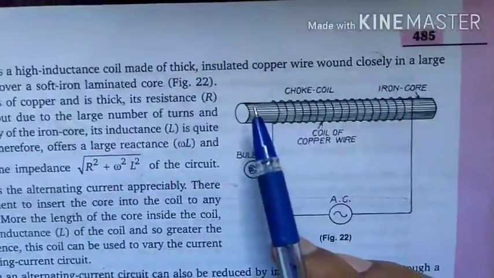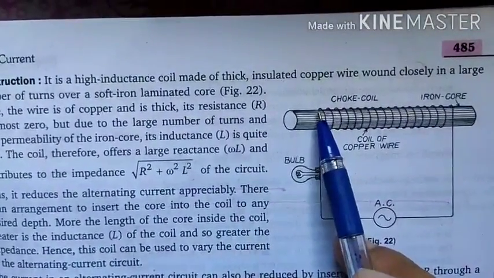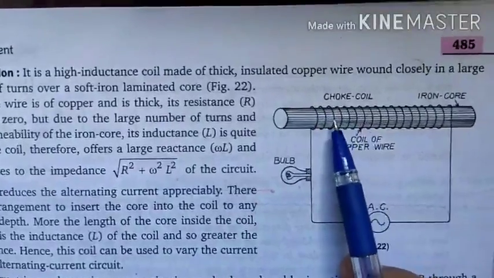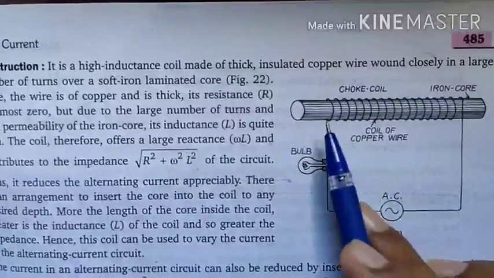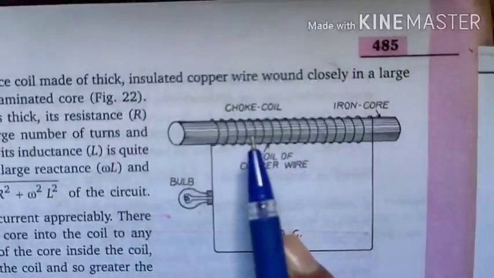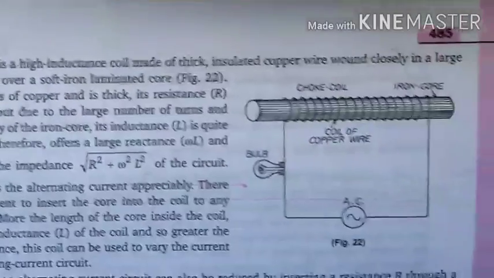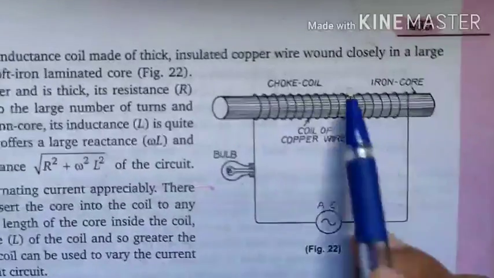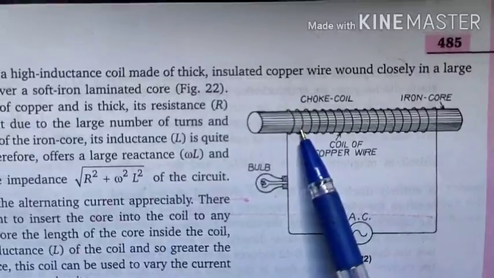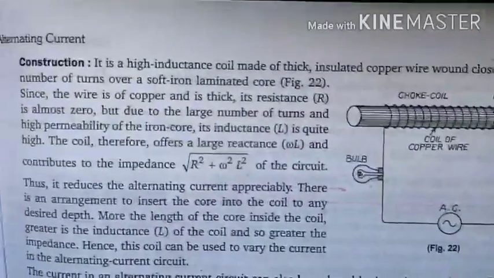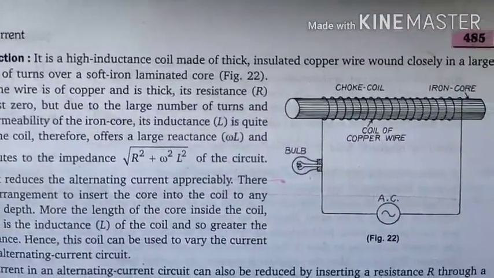A choke coil is made of a soft iron core, as you can see, which is wound by insulated copper wire. A large number of insulated copper wires are wound over this soft iron core, very closely. In the figure you can see a large space, but they are wound very closely. And these copper wires are thick, so that it has almost zero resistance.